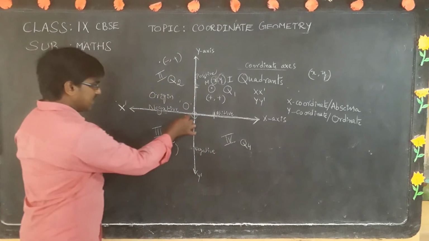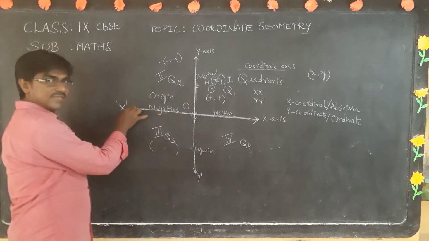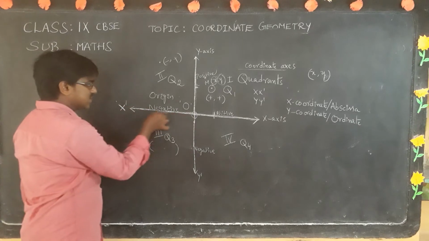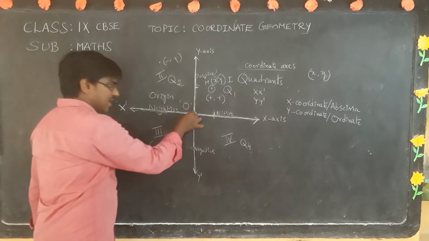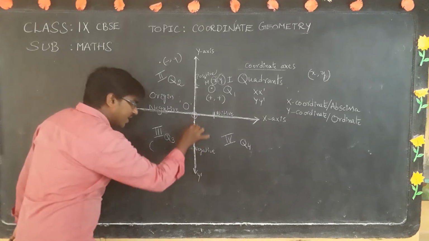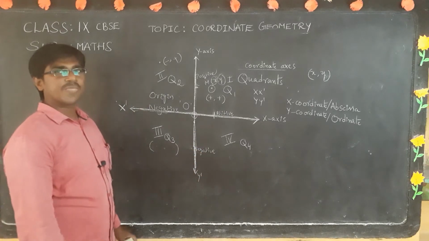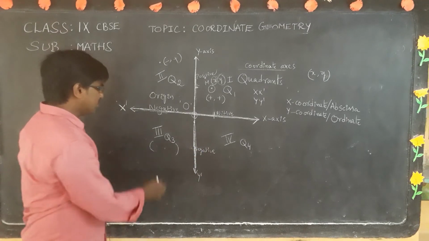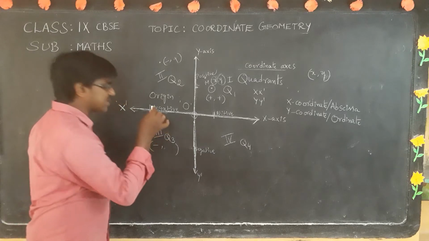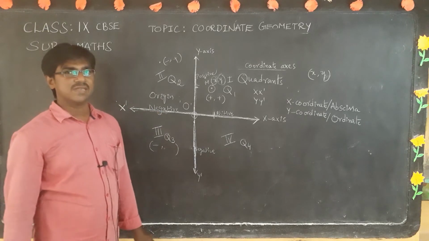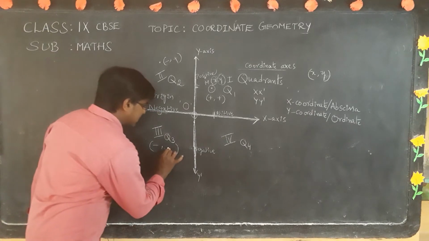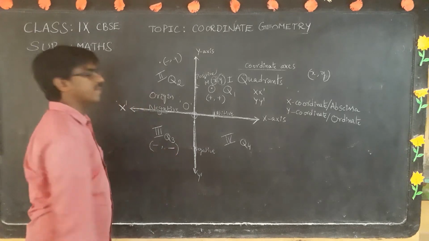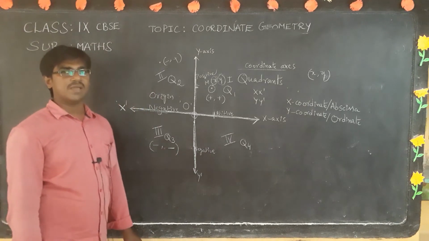So both, this is negative x axis. What is this? Negative x axis. And what is this? Negative y axis. This is negative y axis. So negative x axis means x coordinate sign is minus and y coordinate sign is minus. Both signs are minus, minus comma minus.